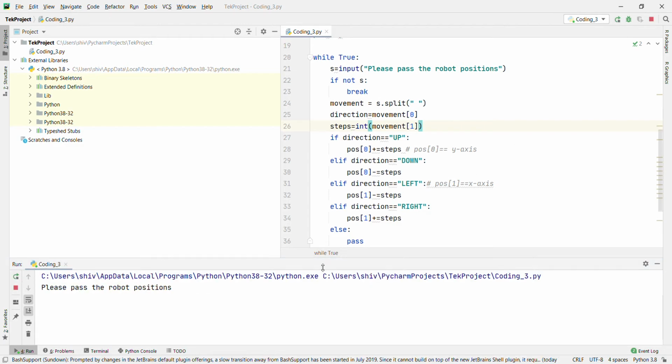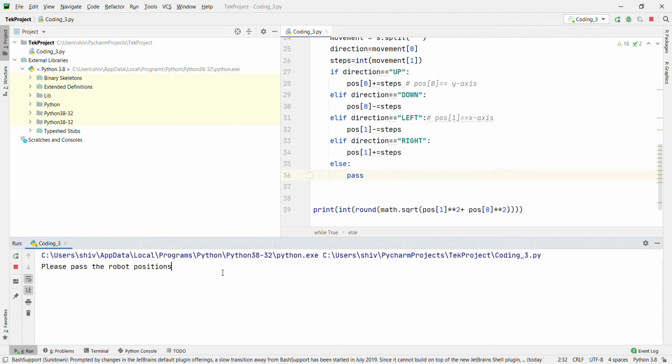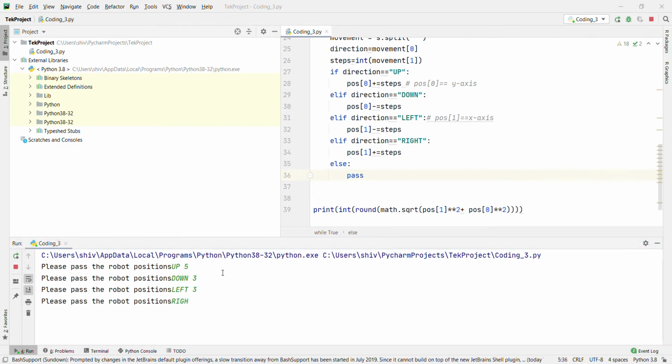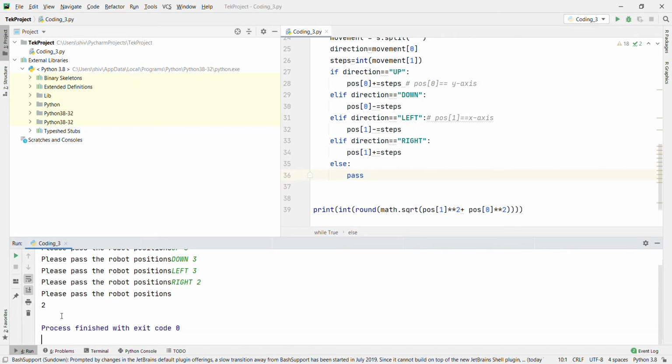Now let's run once again. What's the value here? Up 5. Now what's the value of down? 3. Now what's the value of left? That is 3. Now what's the value of right? That is 2. Now we are not going to pass anything. Then what's the value of output? That is 2. Now if you want to see the exact value, then we will remove from here, and we find the exact value of the distance from the original position 0 0 to the robot. Till now it's moved fine.